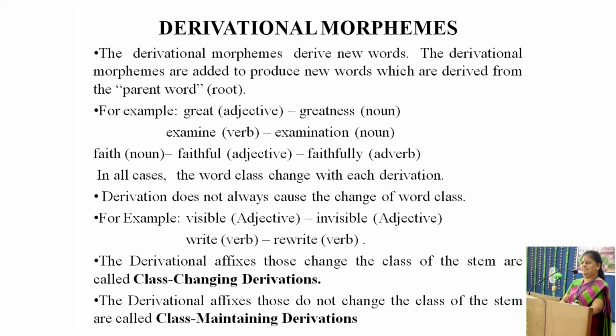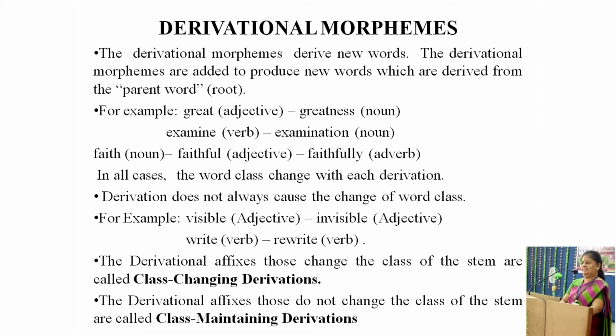Derivational morphemes. The derivational morphemes derive new words. The derivational morphemes are added to produce new words which are derived from the parent word, that is called the root word. For example, great, greatness, examine, examination, faith, faithful. In all these cases, the word class changes with each derivation.